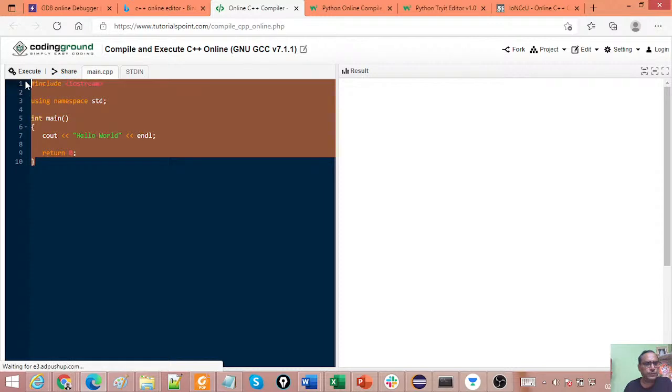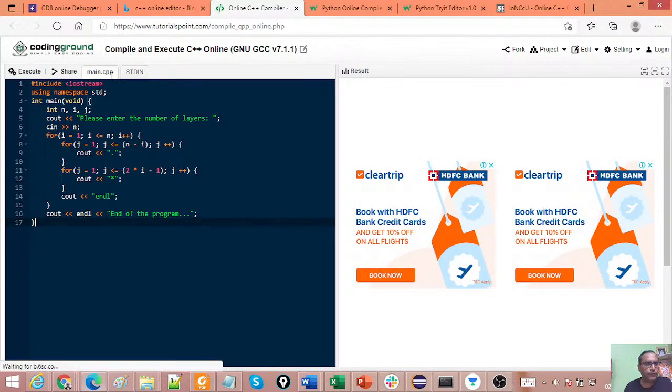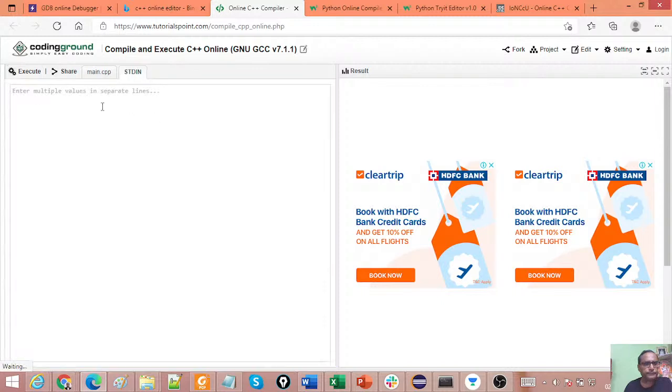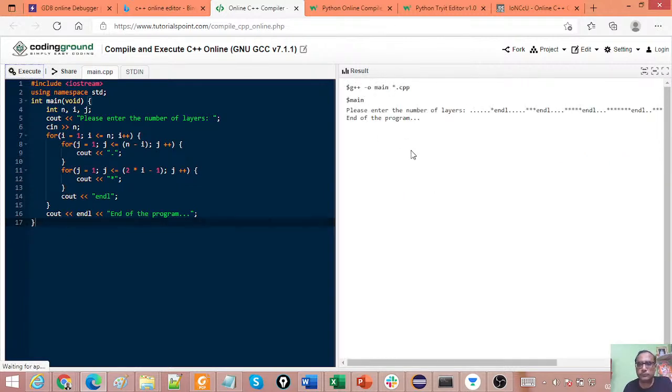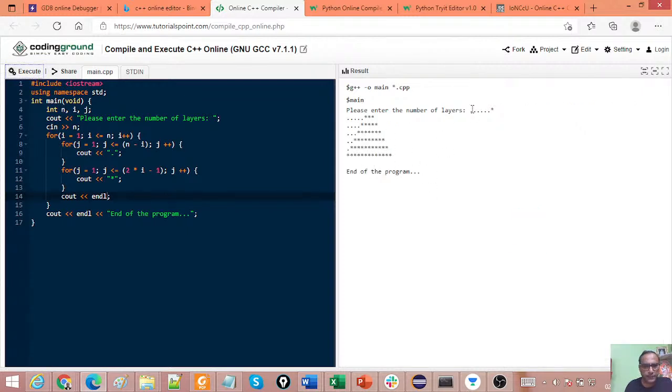Okay, so now if you put this, and if you go for this stdin, if you put the number of layers, say 7, and execute it, everything is okay. See, the number of stars and everything is okay, but here I should make this endl. Run the execution. See, the pattern is getting printed. Here I require one \n. I can print this. Now go for execute. See, the pattern is getting printed very beautifully.